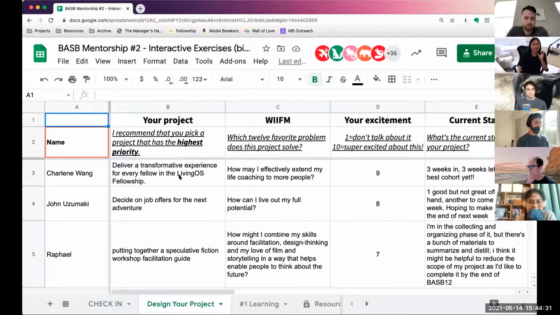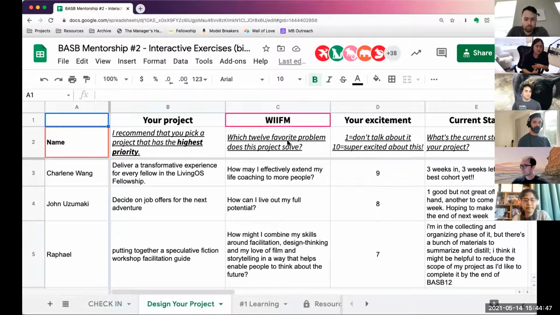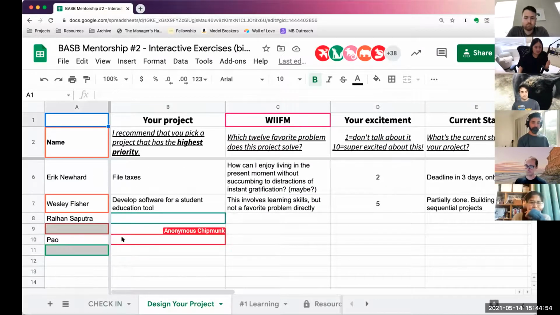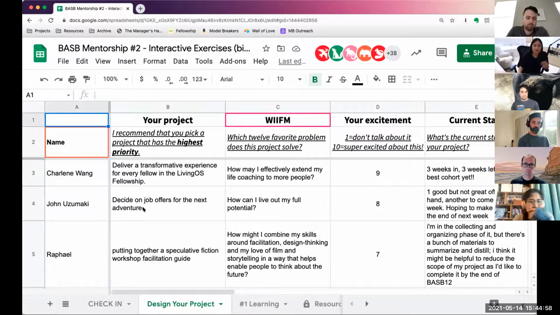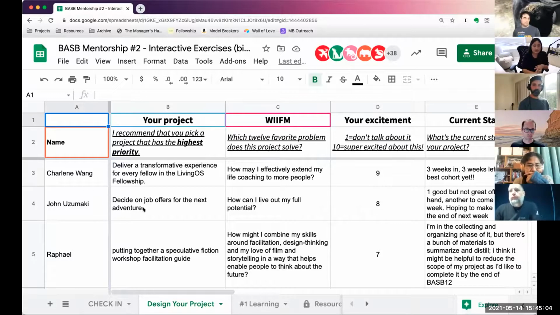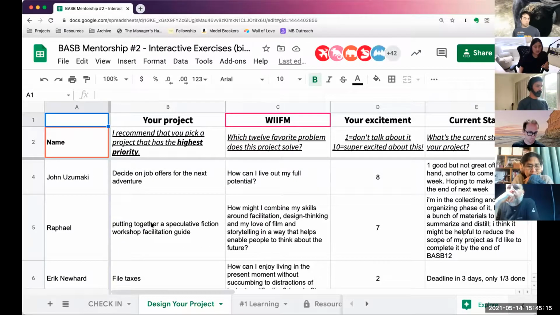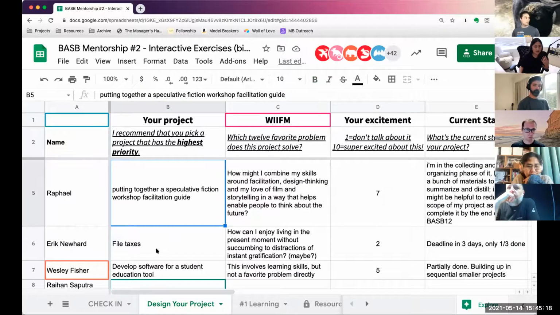Okay, so in this phase, I want to help make sure that your project has a clear why. And when I say why, it's as simple as what's in it for me. Because usually if there is no clear why, what's in it for me, we don't want to do the project, or we procrastinate on it, or we just keep it set aside. So very simple. If you could come down, pick a row and put down your highest priority project into the first column, that would be awesome. So for me, it is to deliver a really great fellowship program. For John, it is to decide on a job offer for the next adventure. Amazing, putting together a speculative fiction workshop guide.